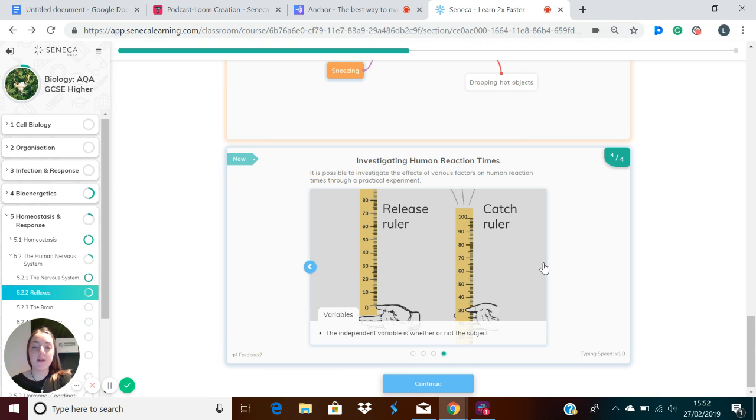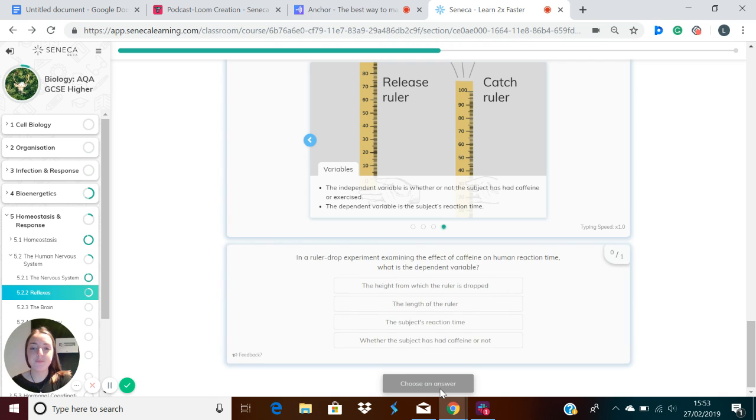So in this experiment, the independent variable is whether or not the subject has had caffeine or has exercised. And the dependent variable is the subject's reaction time, because the dependent variable is the thing that you measure, and the independent variable is the thing that you change in the experiment.